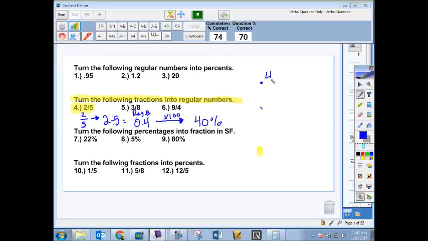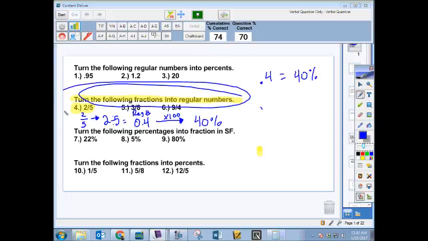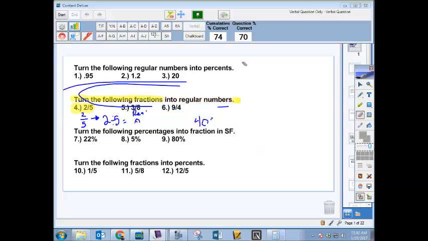Does everybody in the room agree that 0.4 is the exact same thing as 40%? Do we agree with that? Absolutely they are. But it didn't ask for a percent. Does it say the word percent anywhere there? No, it does not. So you just got to be careful readers. Remember, the other way they could have done it is part over whole equals percent over 100, and they would have gotten 40. But remember, that's the percentage, not the regular number.